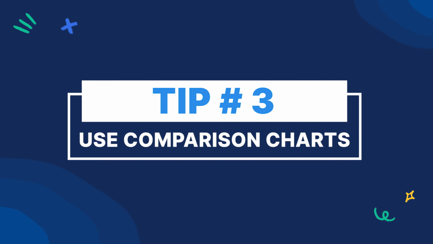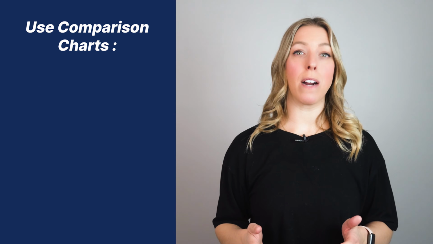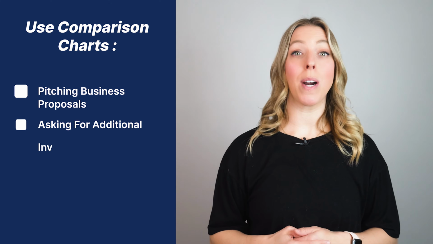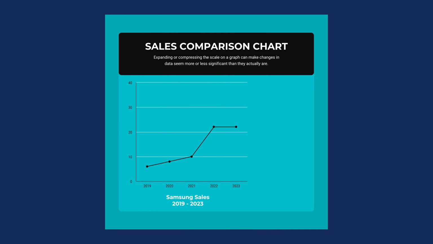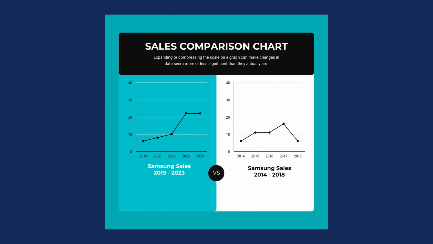Tip number 3, use comparison charts. It's extremely powerful when it comes to pitching business proposals or asking for additional investment. Yes, you can create a simple line graph to visualize growth if you receive more support. But why not take it a step further to show the 2 possible scenarios side by side? This gives more context and a comparison helps make decisions easier and quicker.